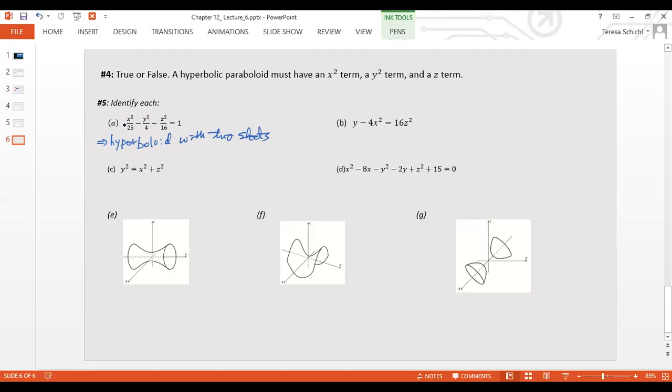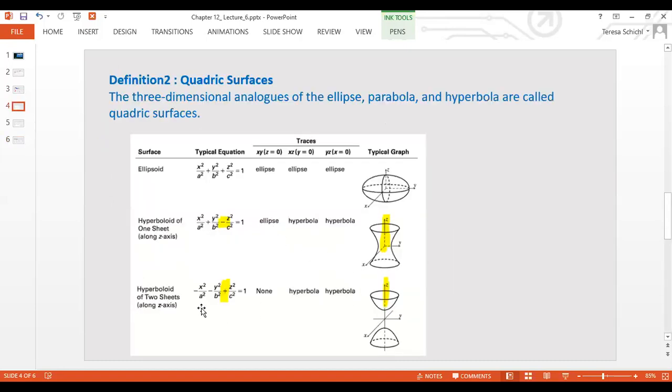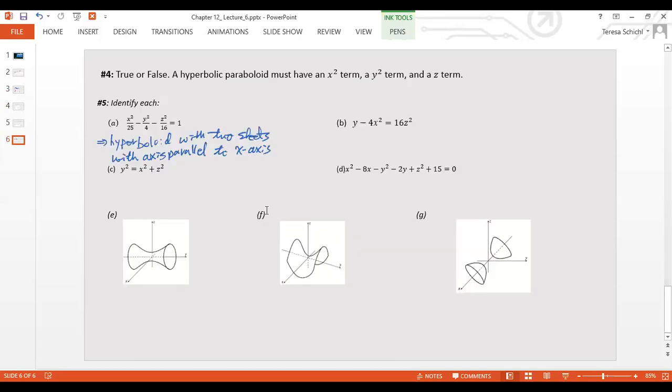Okay, now which one is the positive one? It's x squared, right? So that means we're going to be parallel to which one? With the axis parallel to what? The x-axis, right? If you compare with what is in here, z is positive, so parallel to the z-axis. For our example, the x is positive, right?